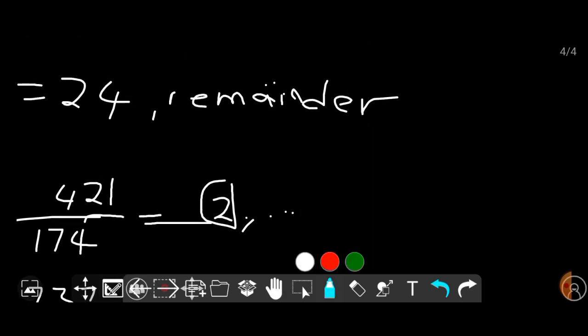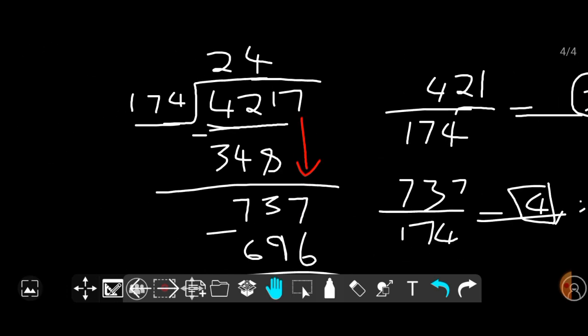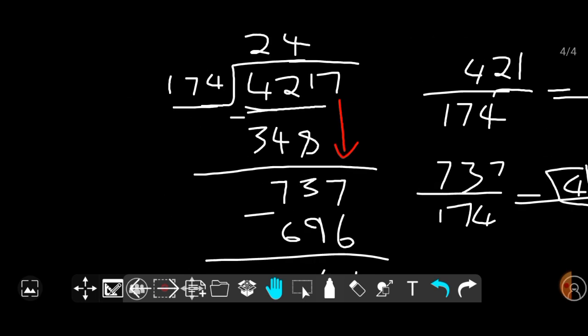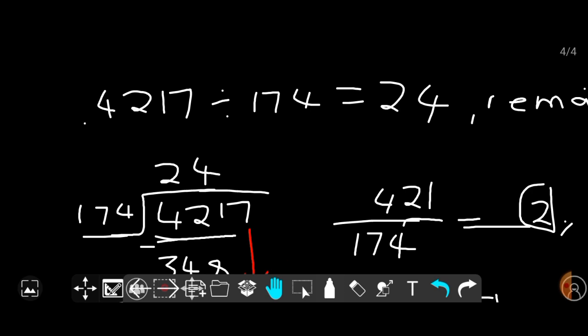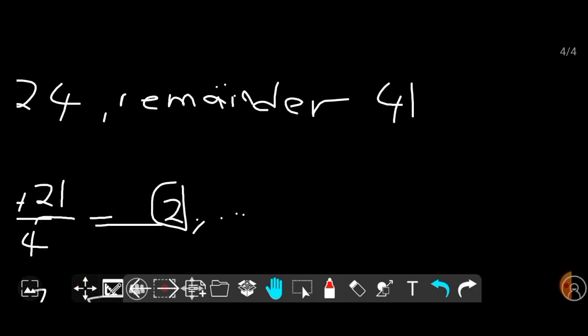It's your remainder because there's nothing you can do. There's no other number you can bring down and no other number you can multiply. This is your final answer. If you take your calculator and do 4217 divided by 174, it's going to give you 24 comma something. So 24, and then the decimal follows. The numbers that follow after the comma are based on the remainder, which is 41. So that is your remainder, and that is how you calculate using the long division method.